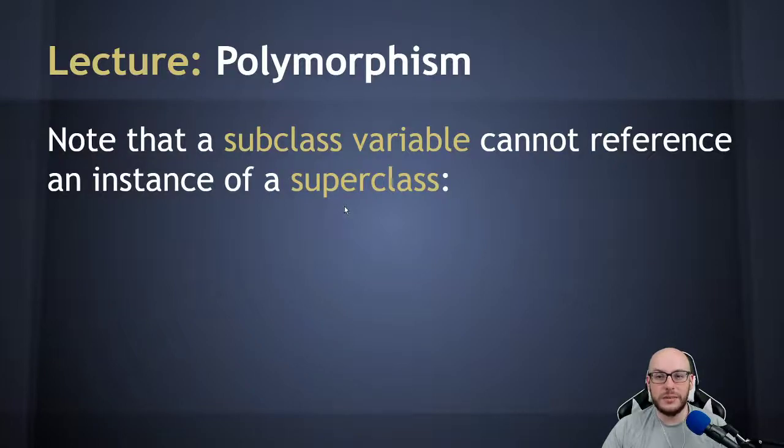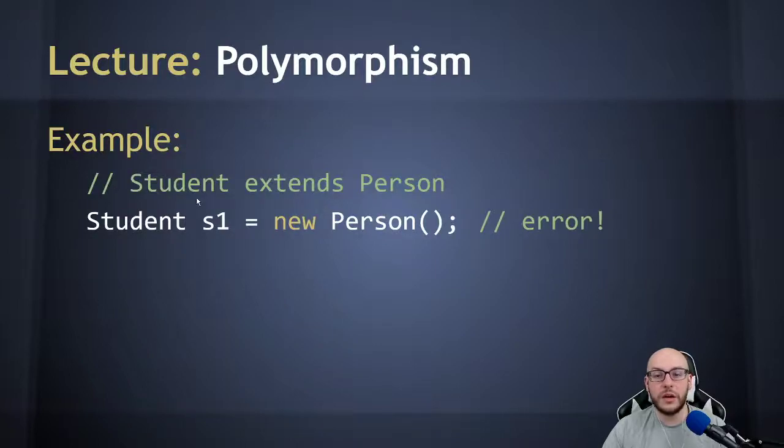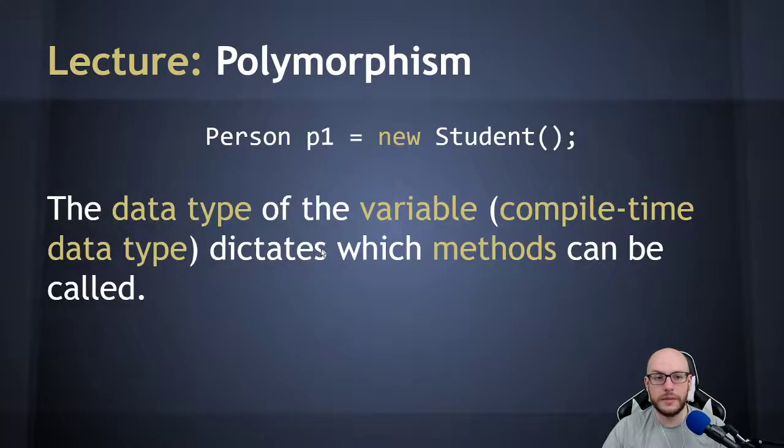Note that a subclass variable cannot reference an instance of a superclass. This does not go the other way. Here, I'm trying to save a person object into a student variable. This does not work, assuming that student extends person, because student is the subclass here. You can kind of think of it as something bigger trying to go into something smaller, or something more generic trying to go into something more specific.